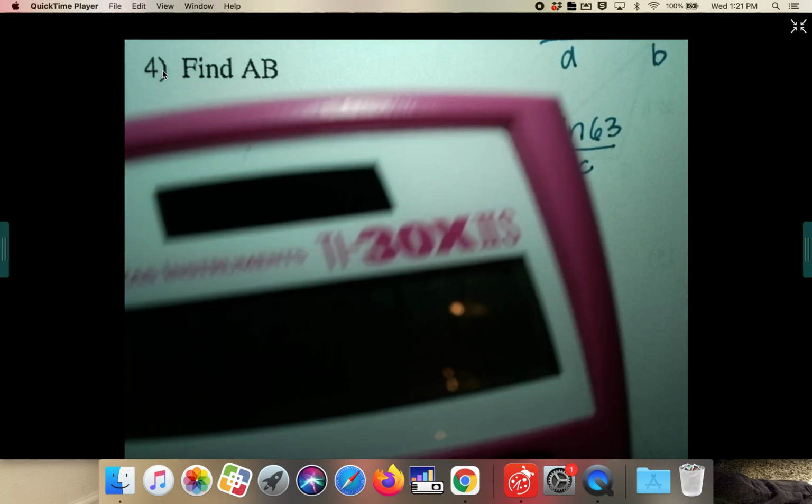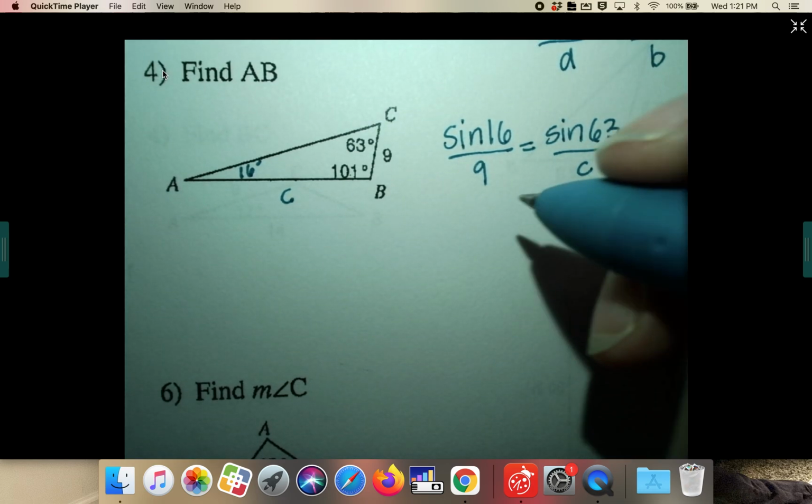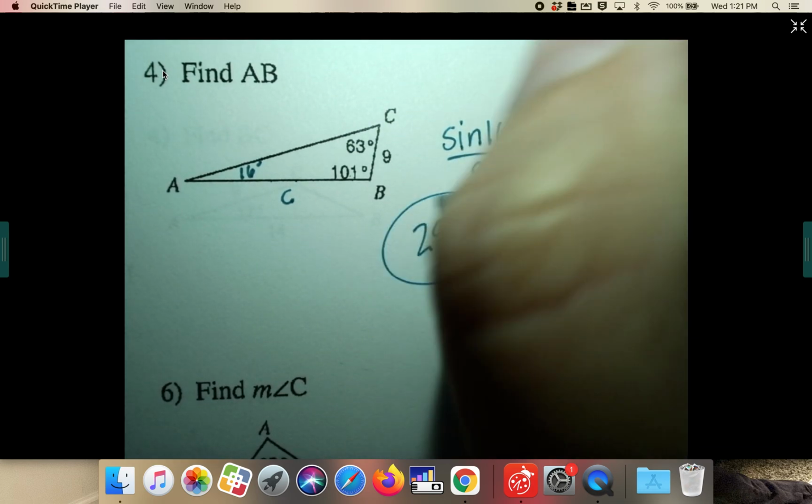Sorry, bear with me here. Sorry, did it again, double checked my work. It's important to double check your work. I got 29.1, which is much better. All right, 29.1. Sorry about that.